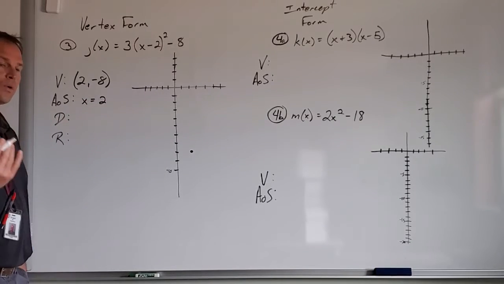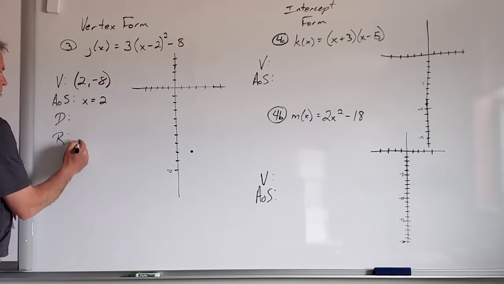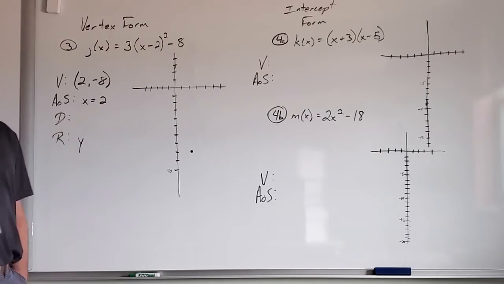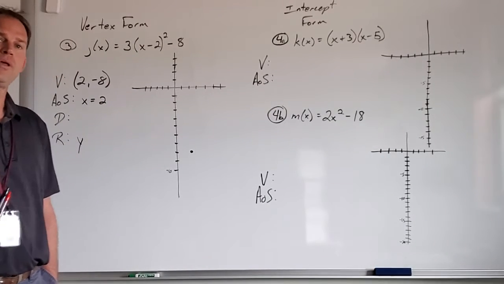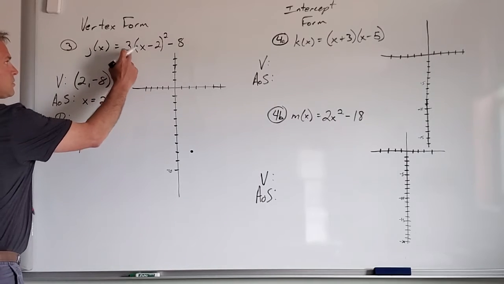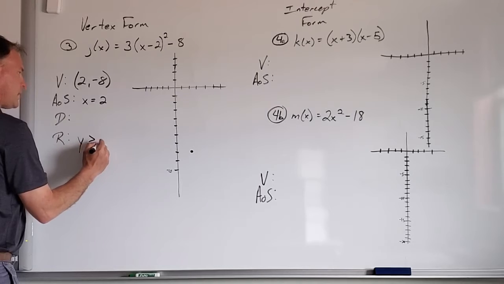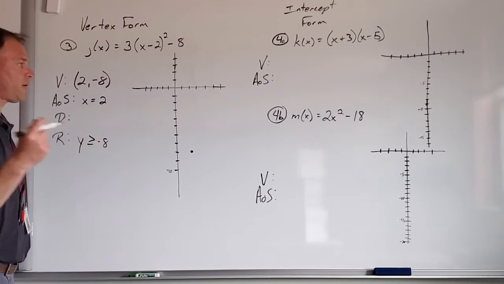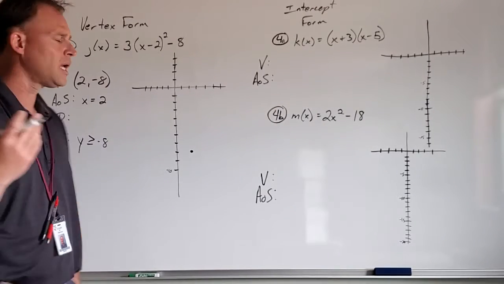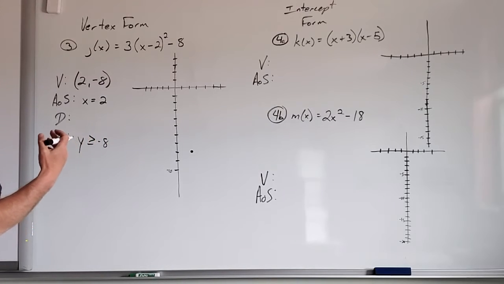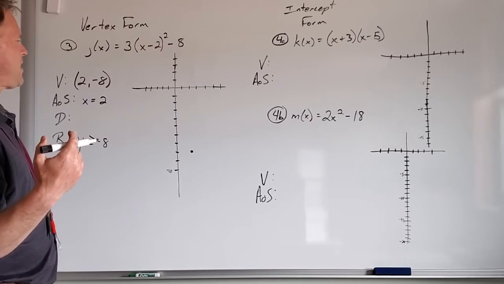Domain is always all reals. The range, am I up above this or am I below this? Well, yeah. So this tells me it's positive, it's curved upward, so it is greater than -8. So now I need a graph, okay? I need a graph somehow. So how can I get a graph out of this?